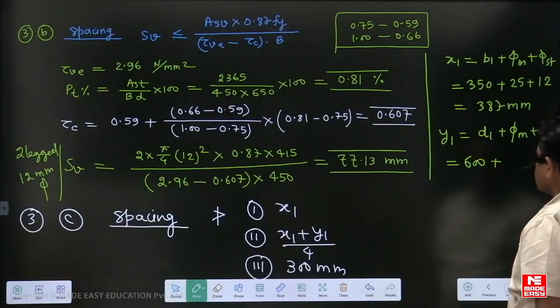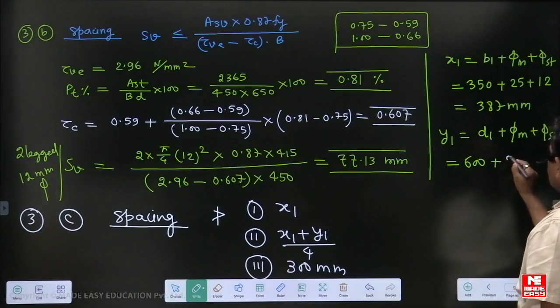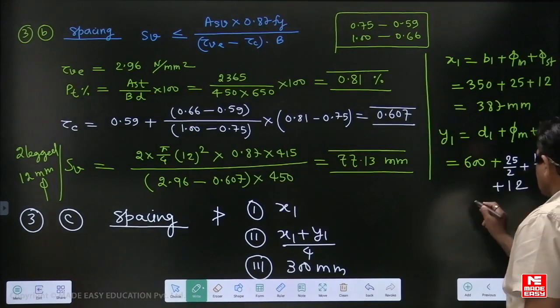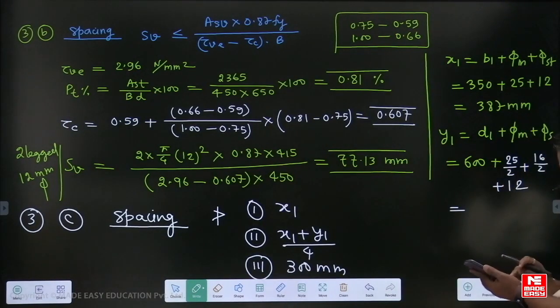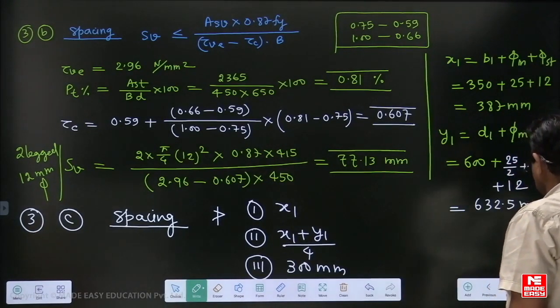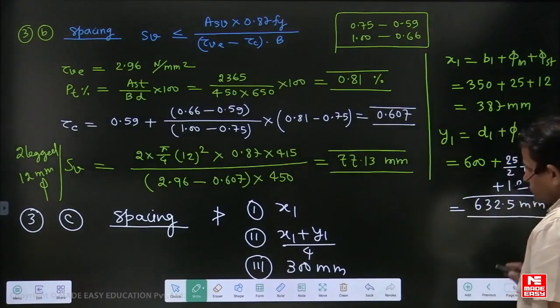We have calculated 600. So this will be 600 plus, on one side we have 25, on the other side you have 16. Take the half of both, plus 12. This is the exact value of y1: 600 plus 12.5 plus 8 plus 12. See, this value is coming 632.5 mm. Even if you consider 632, then also it's okay.